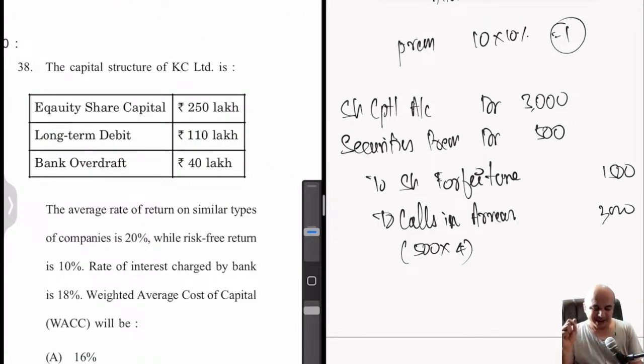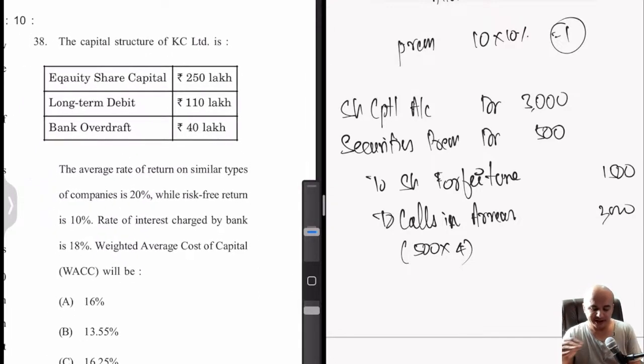Okay. The capital structure of KC Limited is given. Share capital is there, long-term debt is there, bank overdraft is also there. The average return on similar types of companies is 20%. Fine. While risk-free rate is 10%. Okay, RF basically. Rate of interest charged by the bank is 18%. They're just telling us how much is the bank overdraft rate. Weighted average cost of capital will be dash.